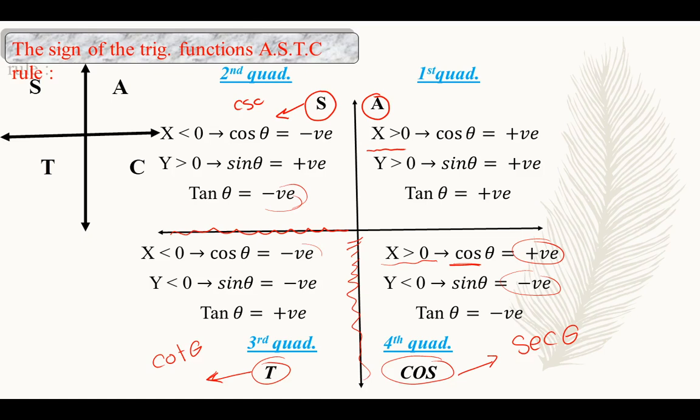So we can write it in a simple way here. In the first quadrant, all; second quadrant, sine and its reciprocal; then tan and cotan; then cosine and sec. So this is the ASTC rule. Okay? Let's go to some examples to explain what we have studied.